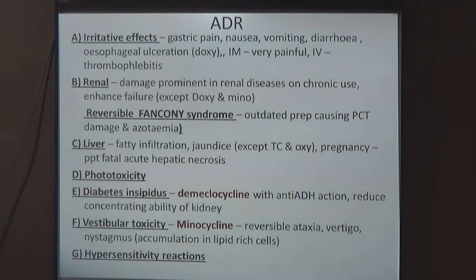Vestibular toxicity is with minocycline. Minocycline will cause vestibular toxicity and hypersensitivity reactions. So demeclocycline is important for diabetes insipidus and minocycline will cause vestibular toxicity. Commonly it will cause renal tubular damage when outdated drugs are used.